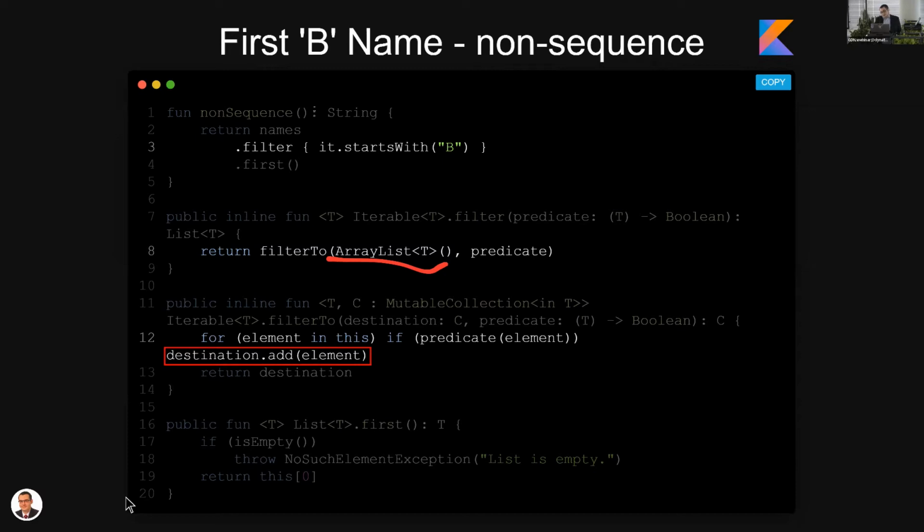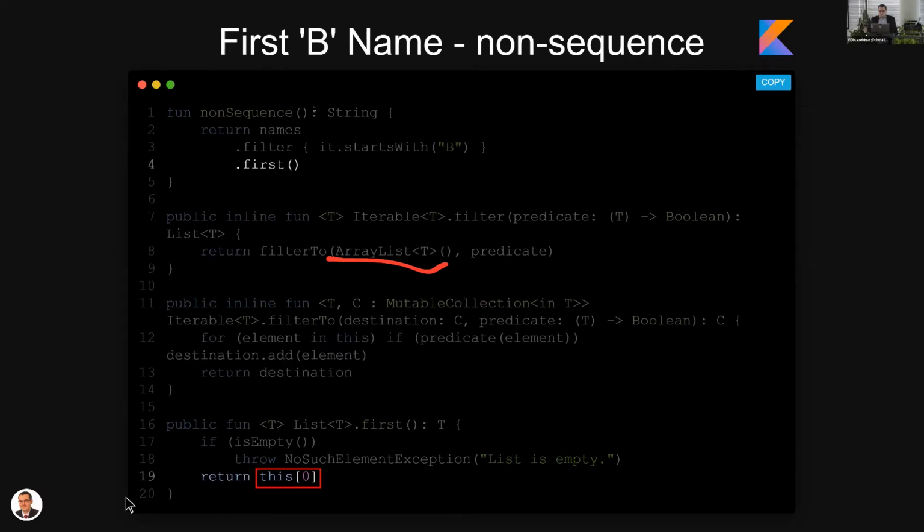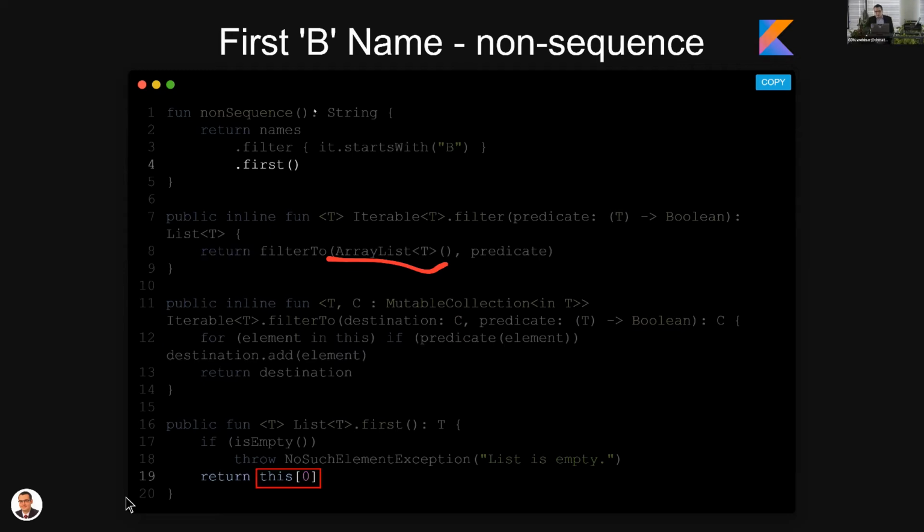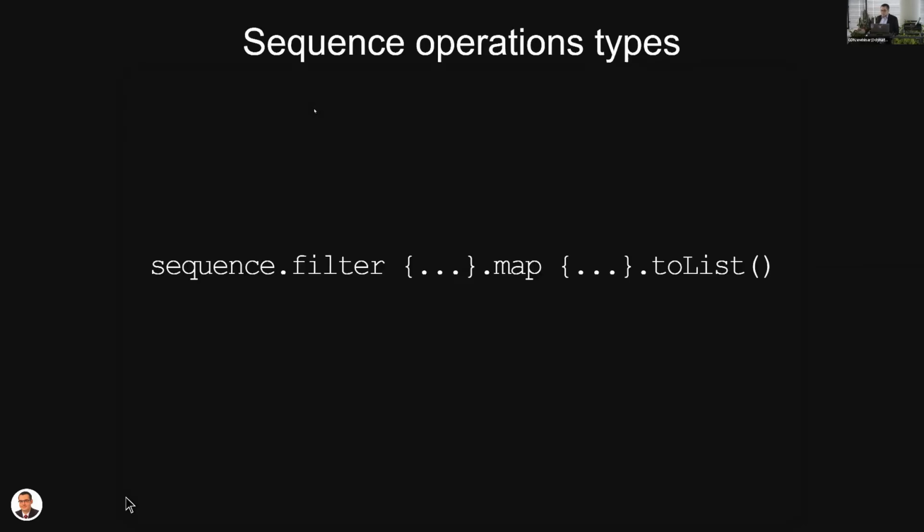But then the nice part is that when we just call the first method, we're just reading the first element out of our list, and that's it. There is no extra work that needs to be done. But why do we need to process all the elements in the first place, since we're only interested in the first one? We need to process all 7,000 names. So this is totally extra work that isn't needed, and we should skip it. And we can do this by using sequences.